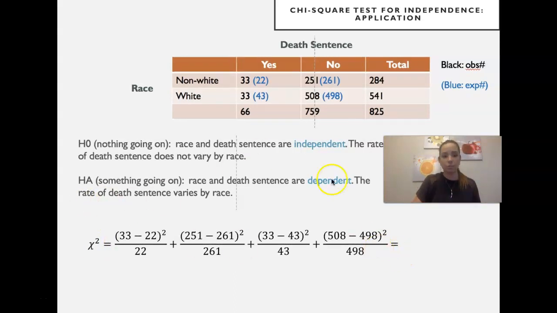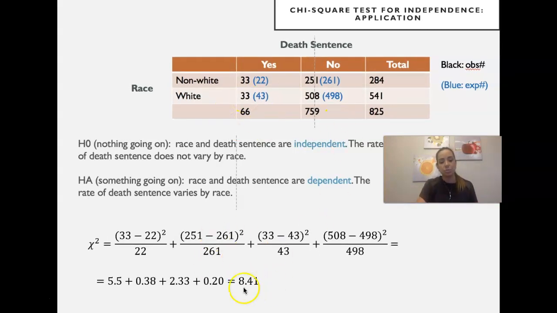So same calculation, right? 32 minus 22 divided by 22. And then the same thing here: 251 minus 261 squared divided by observed. Same thing here: 33 minus 43 squared divided by 43. Again, you won't have to do these calculations in R because we have a cool chi-square test function that, just like the t-test, means you won't have to do anything by hand, but I wanted you to understand where these things are coming from, right?